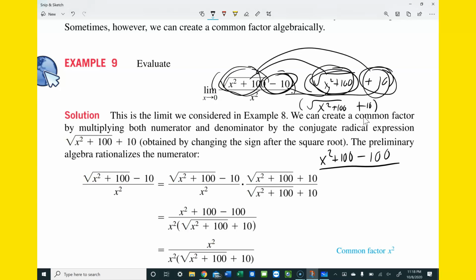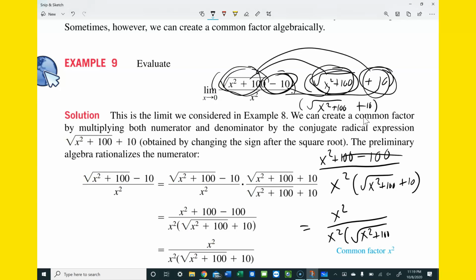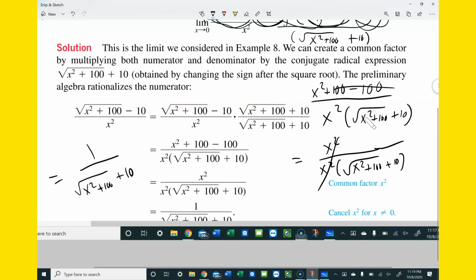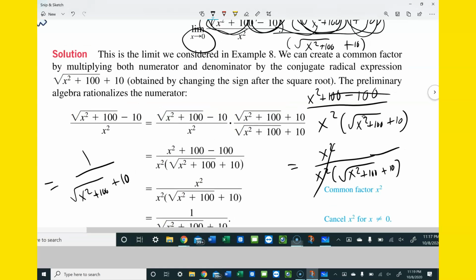And this is going to be over x squared times the square root of x squared plus 100 plus 10. So that cancels, giving me x squared over x squared times the square root of x squared plus 100 plus 10. Now the x squareds cancel, and I'm left with 1 over the square root of x squared plus 100 plus 10.